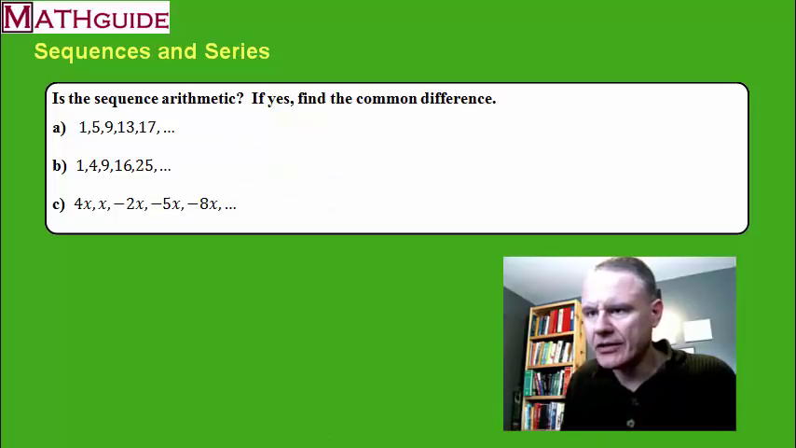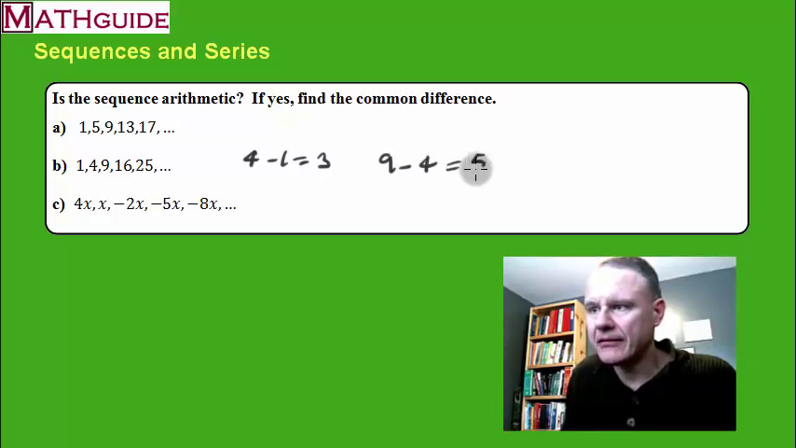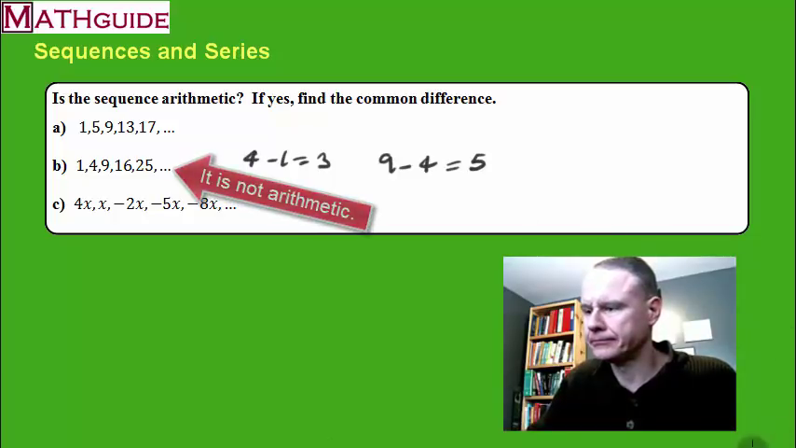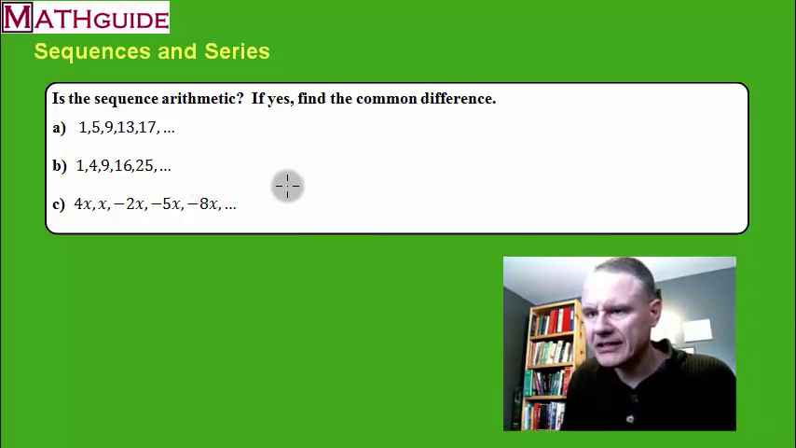So the second sequence, if I take 4 minus 1, I get 3. If I take 9 minus 4, I get 5. Since these 2 numbers have different differences, there is no common difference, therefore it's not arithmetic. Well, let's take a look at the last one.